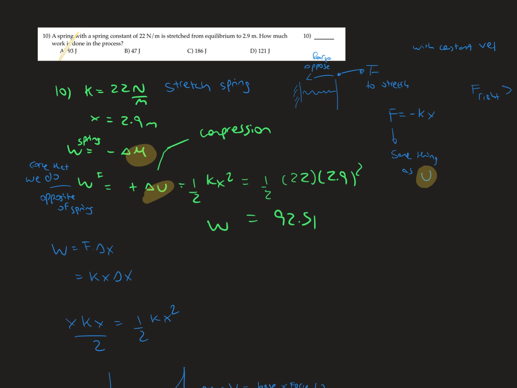Now, as we plug in the values, we get 1/2 times 22 times 2.9 squared, which is going to give us around 92.51 joules. So that's how we say that our answer is going to be 93 joules. Letter A.